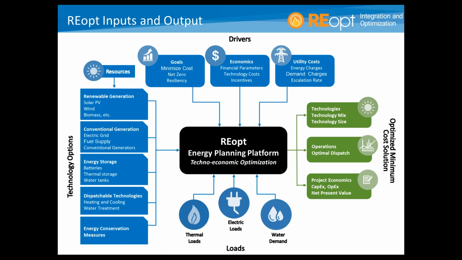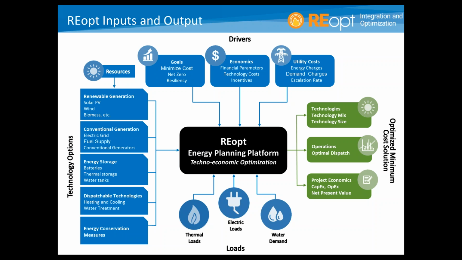Now on the top are the things that we consider the key drivers of the analysis. So because this is a techno-economic optimization model, the economics are very important to this. So the utility costs, including the energy charges, the demand charges, the expected escalation rate for how those utility costs are going to change in the future are really important to the analysis. Also the economic parameters like the cost of each technology, so the installed cost of PV, the annual operating cost, as well as any incentives that are available are important, as well as things like the discount rate for how you're going to discount future costs back. And then we can put certain goals as constraints in the model.